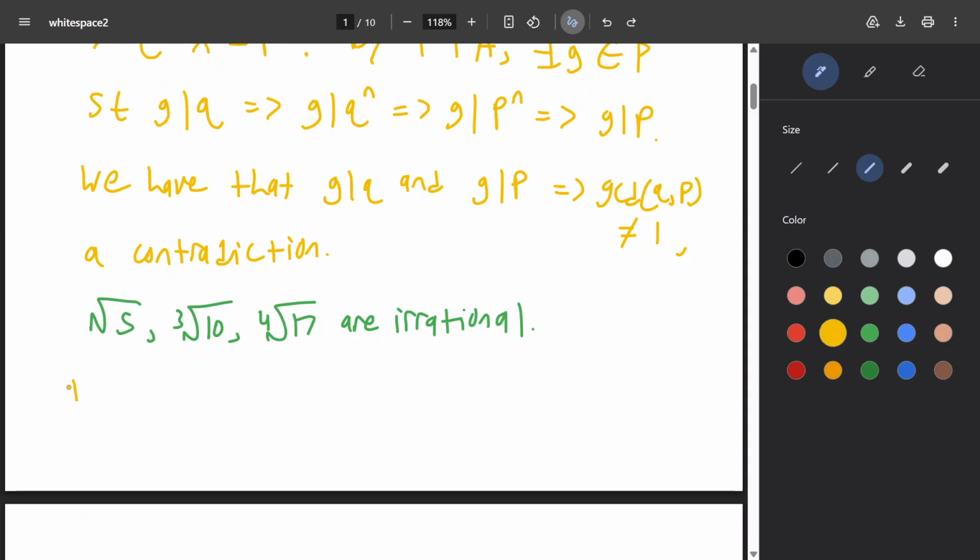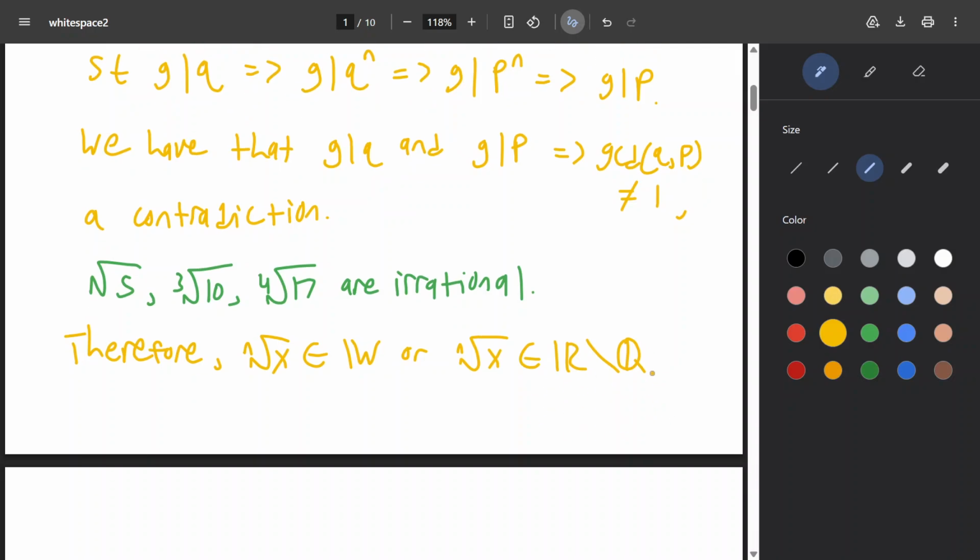So, therefore, the nth root of x has to be either a whole number or irrational. And that's how you express irrationality. It's R without the rationals. The real numbers without the rationals, you're left with nothing but the irrationals.